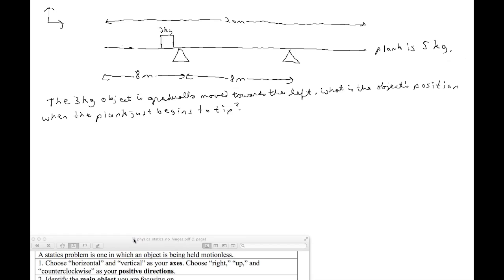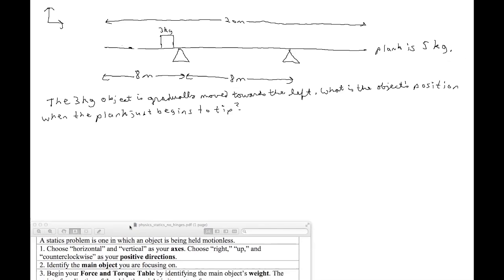So what would be the main object, step 2, in this problem? So step 2, to identify the object we're focusing on. So that's the weight. Which weight? The weight of the 3 kilogram weight. Okay. Now, actually, that's not exactly what I mean by main object here. I would say the main object here is the plank.